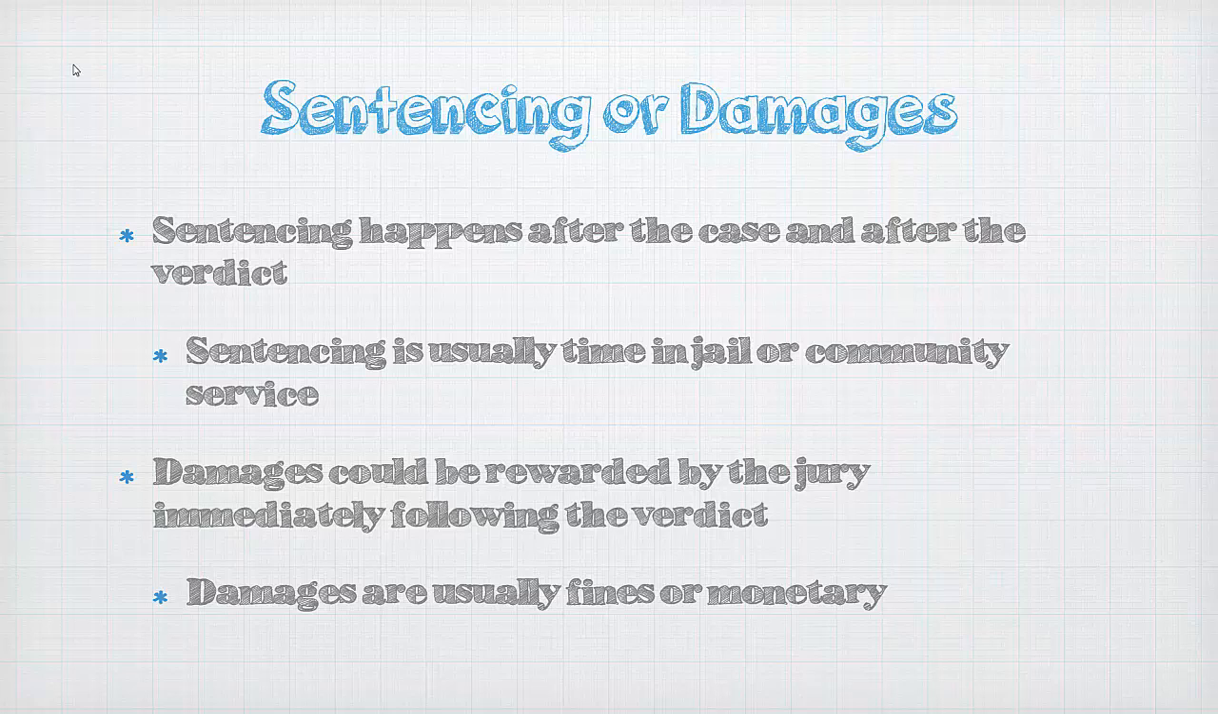Last but not least is the sentencing and damages. All right, sentencing happens after the case and after the verdict. Sentence is usually a jail or community service, whatever it might be. Damages could be awarded by a jury if it's a civil suit, all right, or they could just be found liable without having to pay damages, all right?